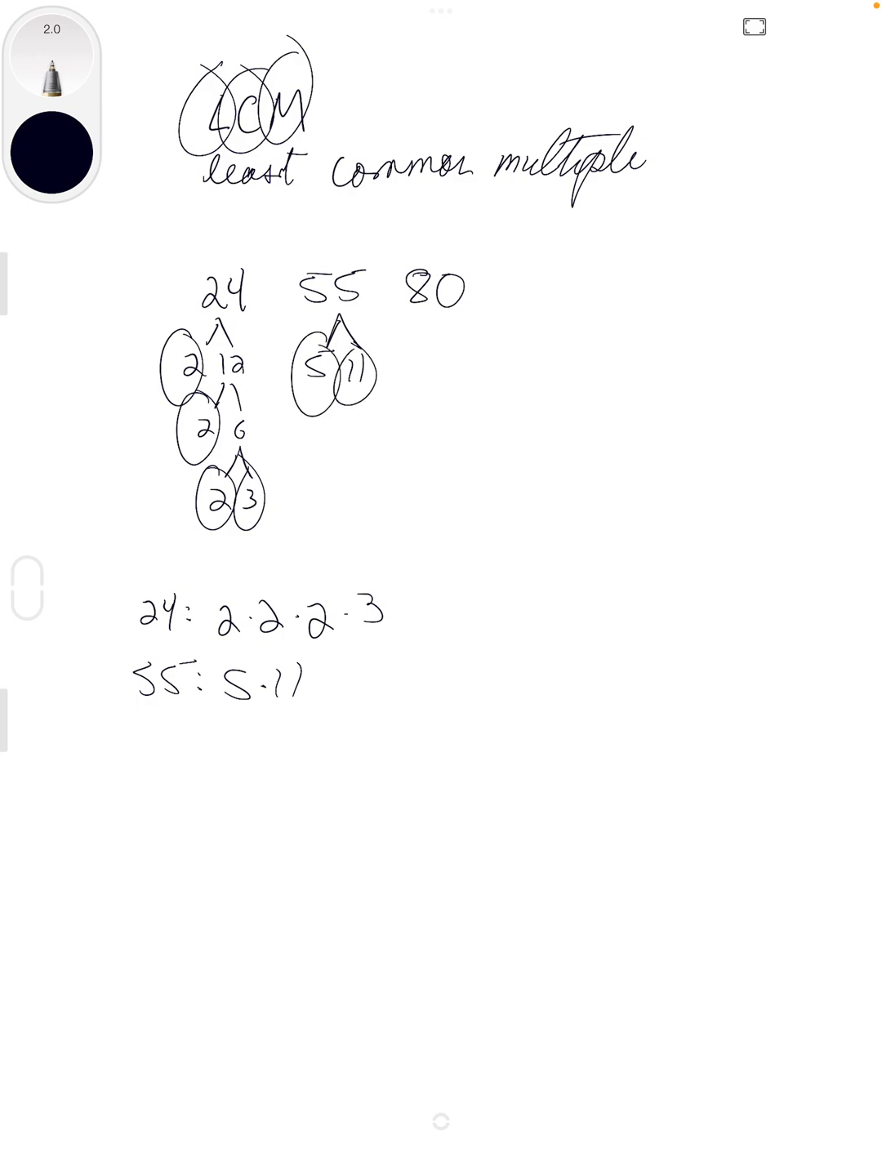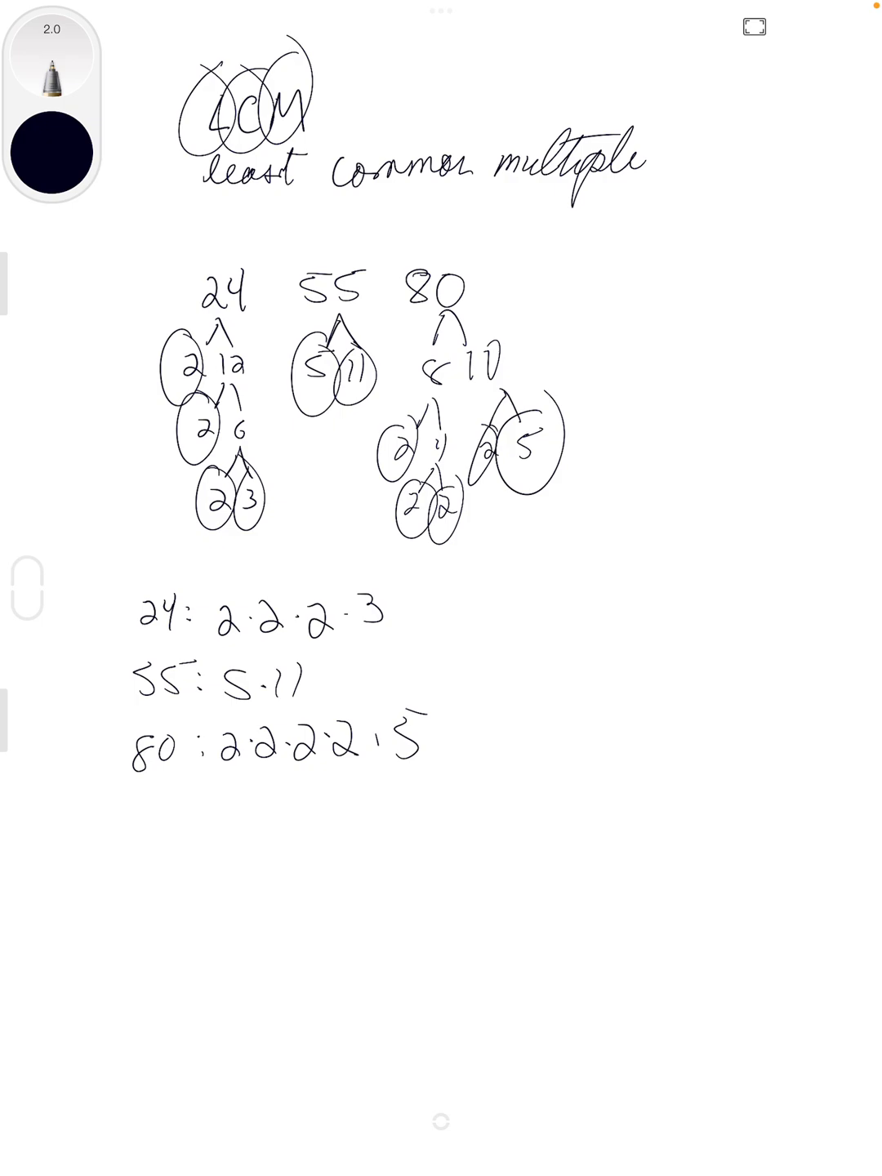Okay. 80 is going to be 8 times 10. 8 is 2 times 4, which is 2 times 2. 10 is 2 times 5. So we have 1, 2, 3, 4. So 80 is 2 times 2 times 2 times 2 times 5. Okay, so if we want to find out what is the least common multiple of these things, we're looking for the smallest number that is divisible by all of these.